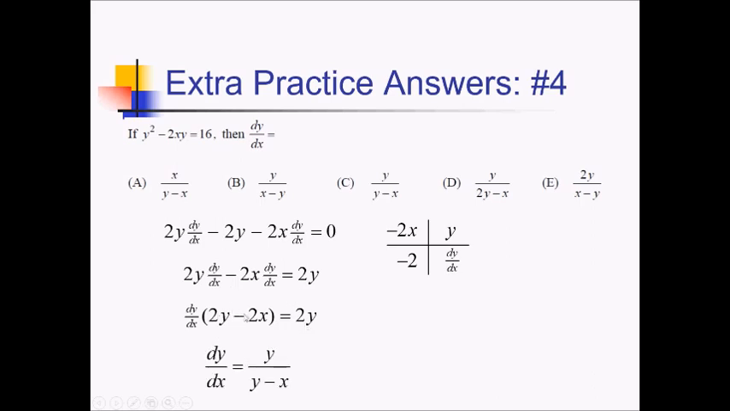And I'm going to just divide by 2 everywhere. I'm just going to cancel out all those 2's to get y over y minus x. So that'll match my answer choice of C.